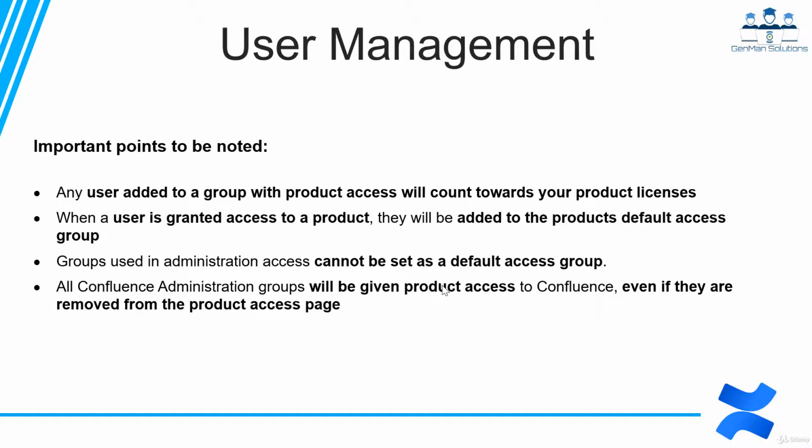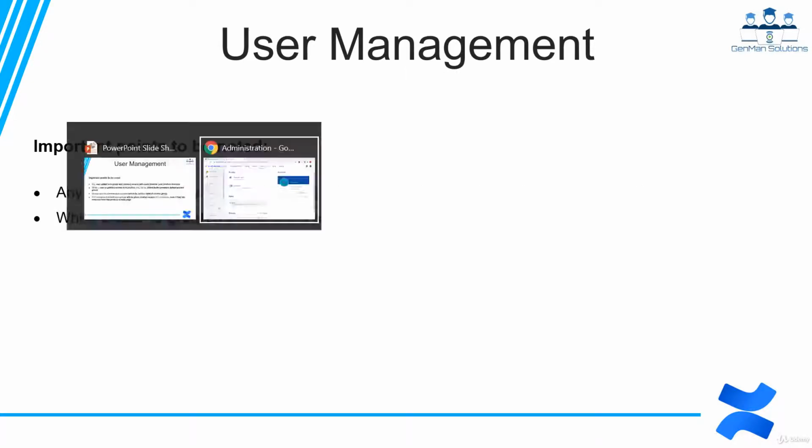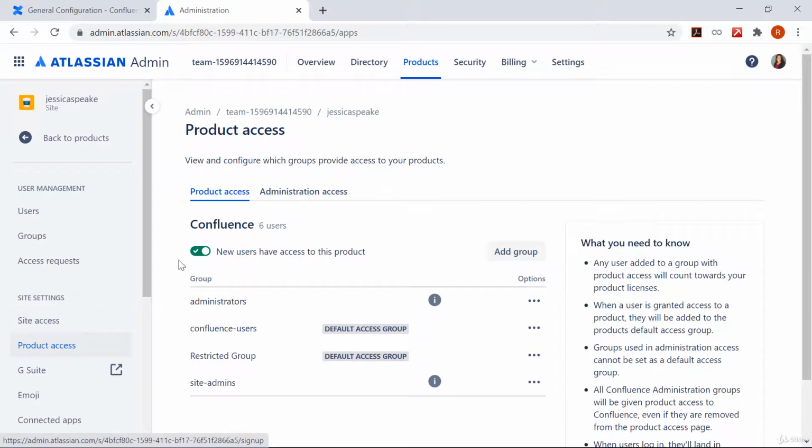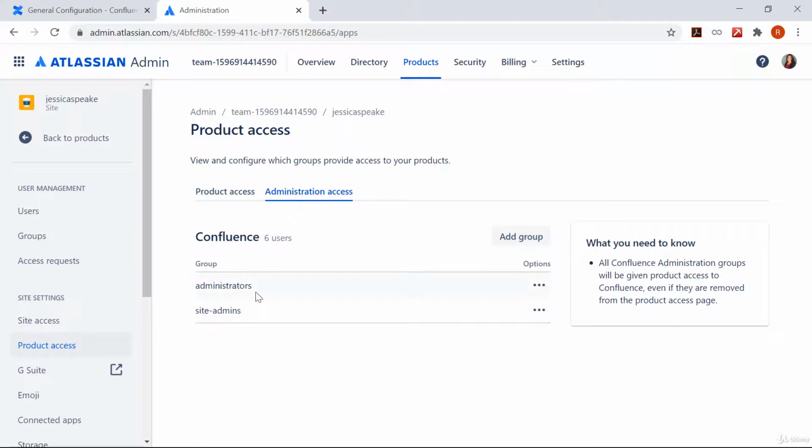Groups used in administration access cannot be set as the default access group. So for example, let's visit the access. In the product access, you have these many groups listed, and in the administration access, you have administrators and site admins listed. The point I was highlighting was that the groups which are used in administration access, which are administrators and site admins, cannot be set as a default access group.